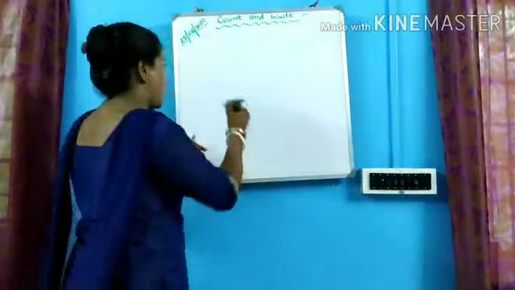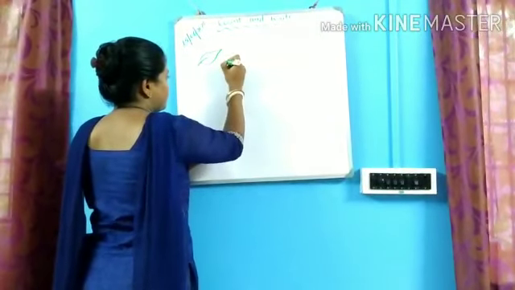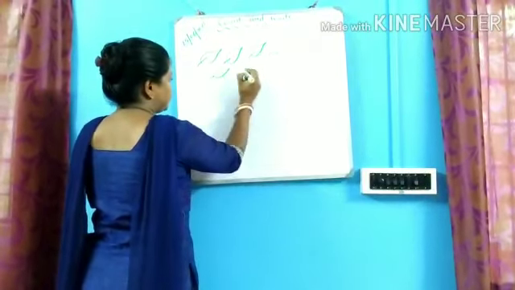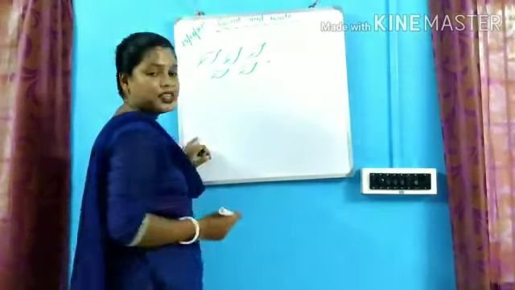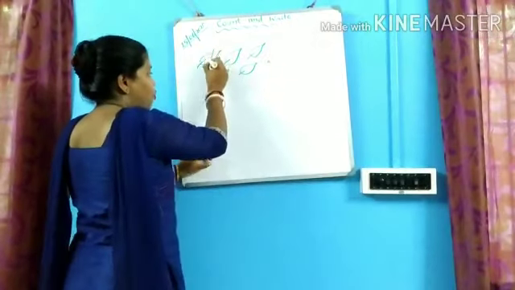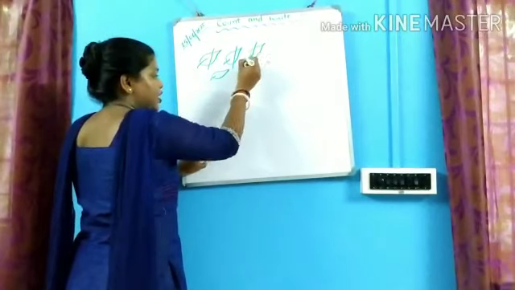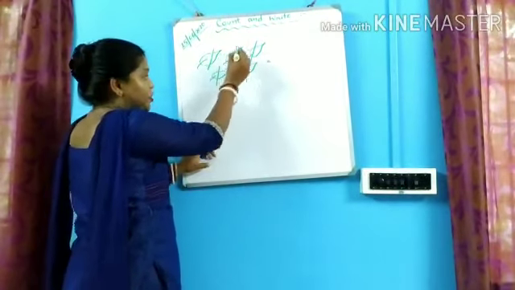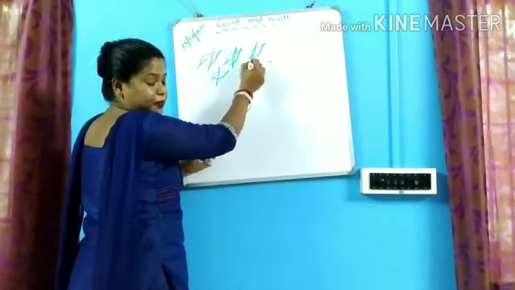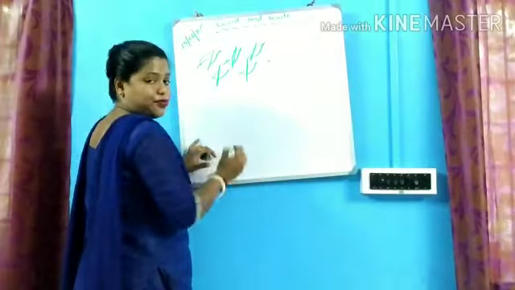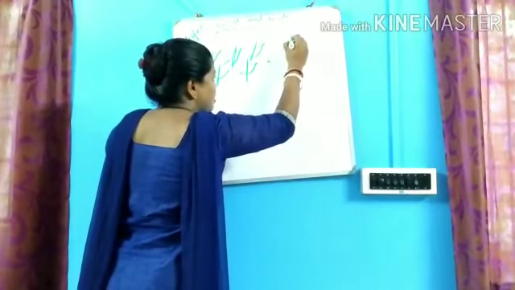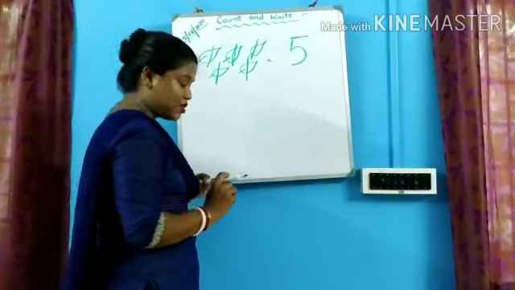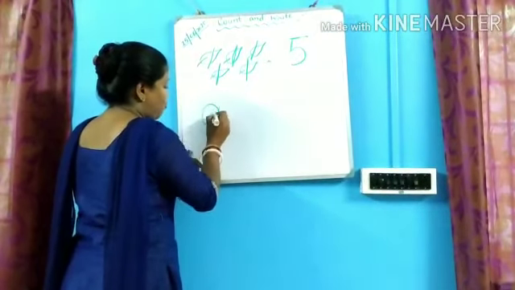Now, children, tell me what I am drawing. Can you say? These are leaves. How many leaves? One, two, three, four, five. How many leaves? One, two, three, four, five. Five leaves. How many leaves? Five leaves. Now, say what I am drawing.